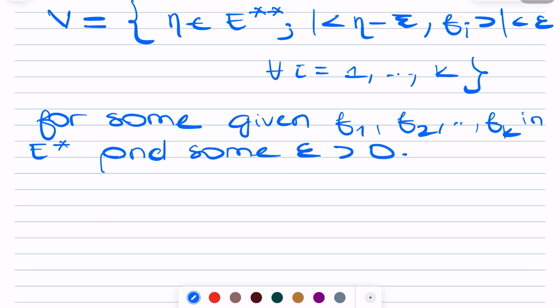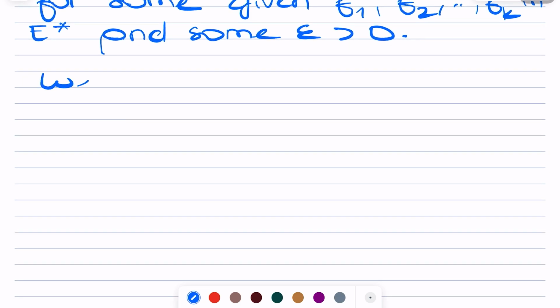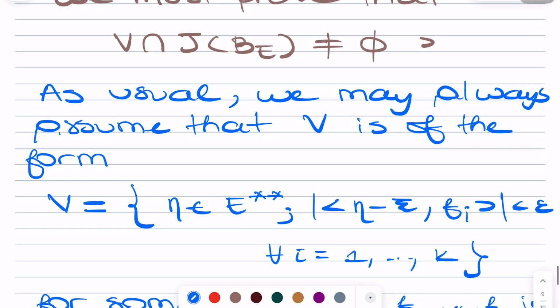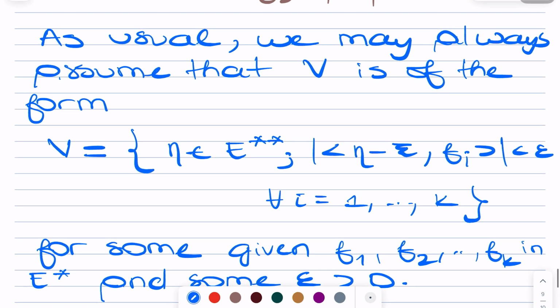In fact, we actually saw, I think in the video on the weak topology or weak star topology, how to characterize bases of neighborhoods of a point for the weak topology. So we may always assume that V has this form. So in order to show that the intersection is non-empty, you have to find some x in the closed unit ball in E such that J of x belongs to V.